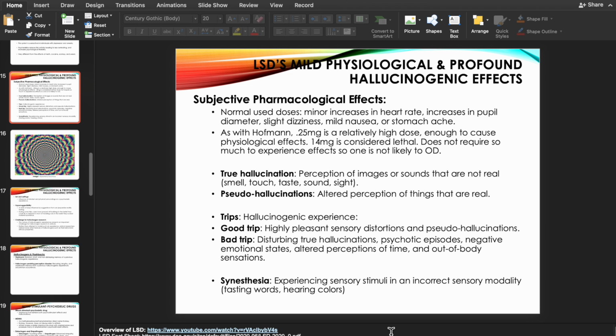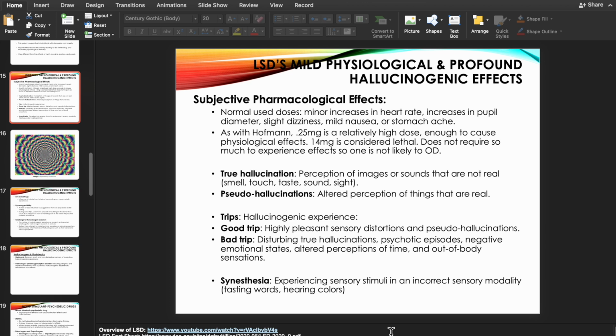A true hallucination would be like Johnny sees a man standing in front of him, but no one else sees that man. A pseudo hallucination would be like Mary seeing a man, but his figure looks like it's melting. Or Mary hallucinating that her mushroom pillow is dancing around wearing a big hat and dress. So the top of the mushroom would be the hat. Someone having a good trip might experience pleasant sensory distortions and pseudo hallucinations. A dancing mushroom is kind of funny, right? So that would be considered a good trip. A bad trip might be disturbing: true hallucinations, psychotic episodes, negative emotional states, altered perceptions of time, and out of body experience.